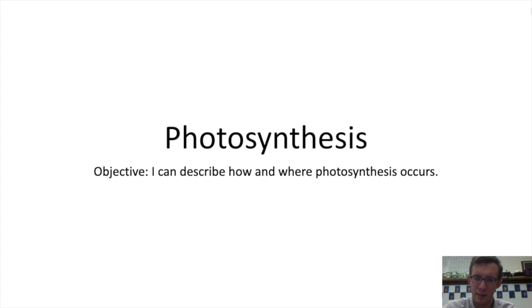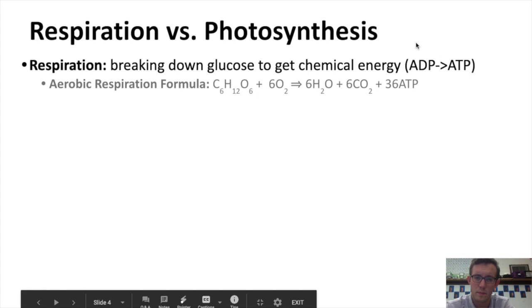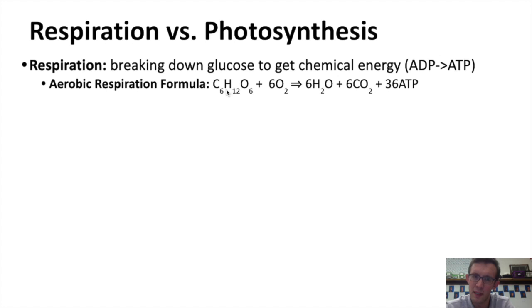Hey BioTeam. So you guys have learned that respiration is the process of breaking down glucose to get chemical energy, specifically to phosphorylate ADP into ATP. And you can see the formula for that here. This is aerobic respiration, so it's using oxygen to break down glucose to produce water, CO2, and phosphorylate 36 ATP.